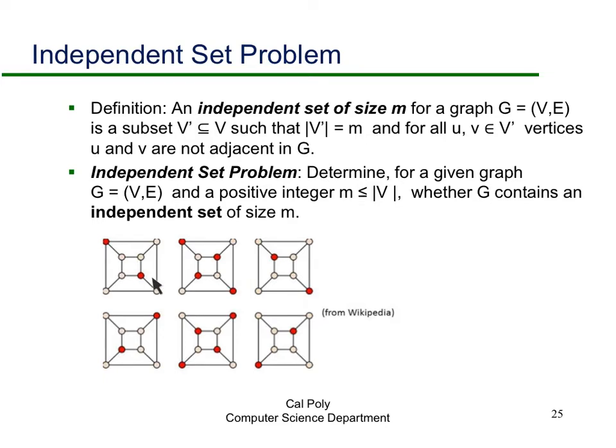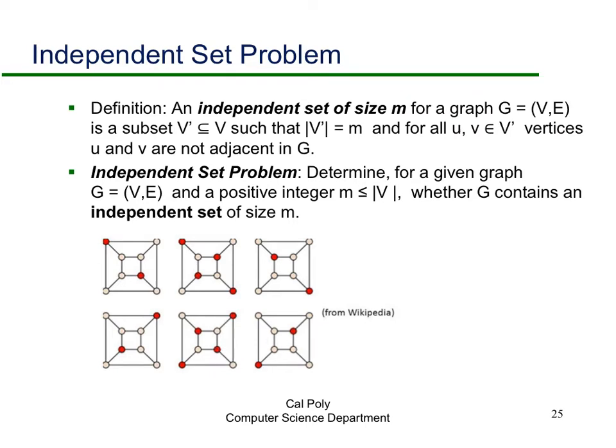So here's a graph, and the red vertices are an independent set. As you can see, there's no edge between those two vertices. Here's a larger independent set. In fact, this is a maximum independent set for this graph, and it contains 4 vertices, and again, there are no edges between them. And then here are some more examples of independent sets.